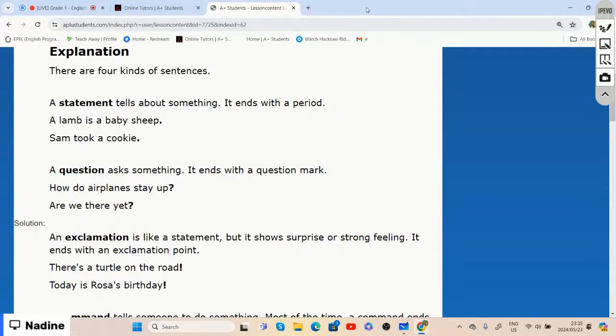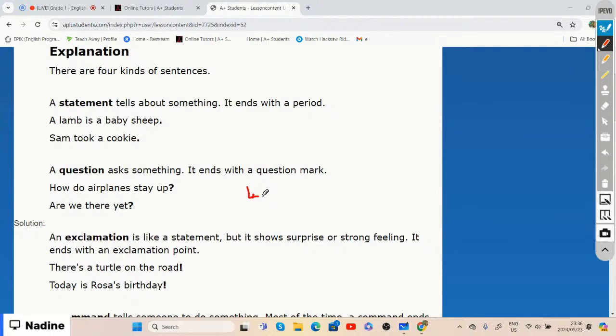All right. So with a question, we see that it asks something. It can ask anything, which means that it also requires a response. So any question that is being asked, it's like you require a response. It's like if I ask, what is your name? Then it means that you need to respond by giving me your name, right?